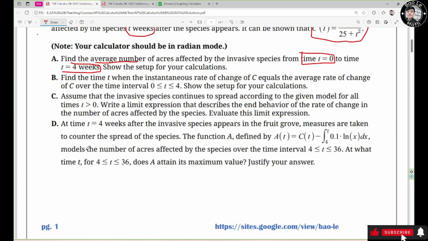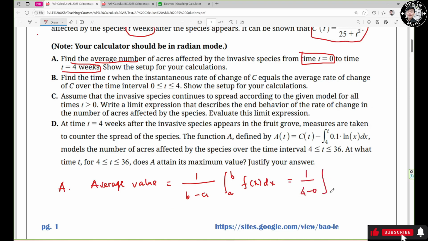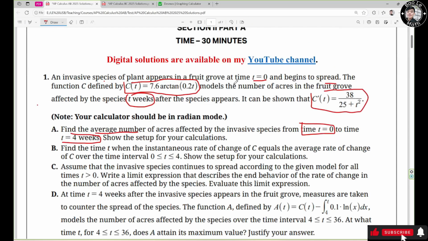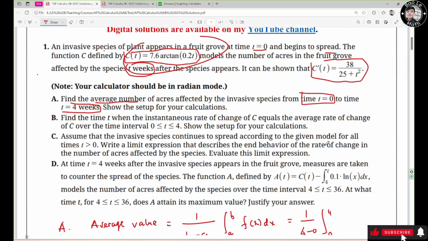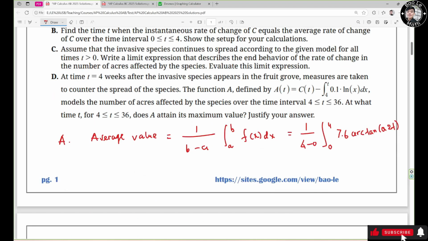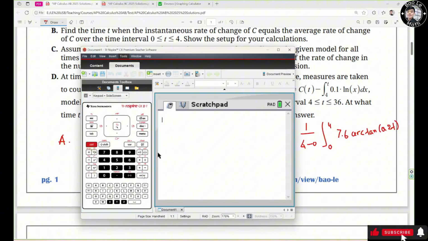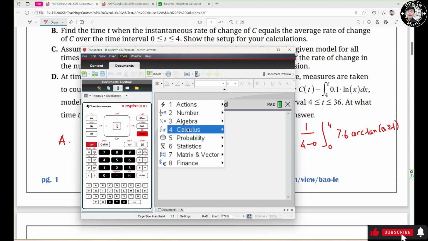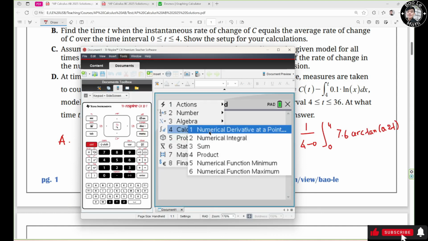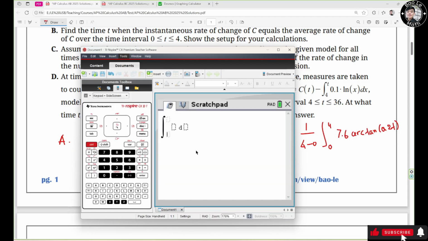So you're going to use the average value formula. You just substitute the values: 1 over 4 minus 0, the integral from 0 to 4 of the function c of t, which is given right here, 7.6. Alright, so you bring up the calculator, hit calculate, and then you hit menu, calculus, numerical integral right here. You hit 0, and this one should be 4.